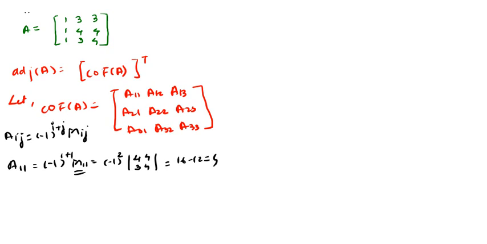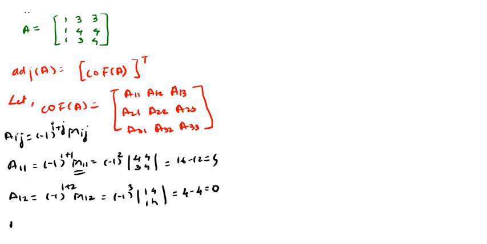Now the next element, that is A12, which is -1 raised to 1 plus 2 into M12. This will be the minor of the element 3, that is A12. So hide this row and this column. What remains? 1, 4, 1, 4. So this is equal to -1 raised to 3 into the determinant of 1, 4, 1, 4, which is 4 minus 4, equal to 0.